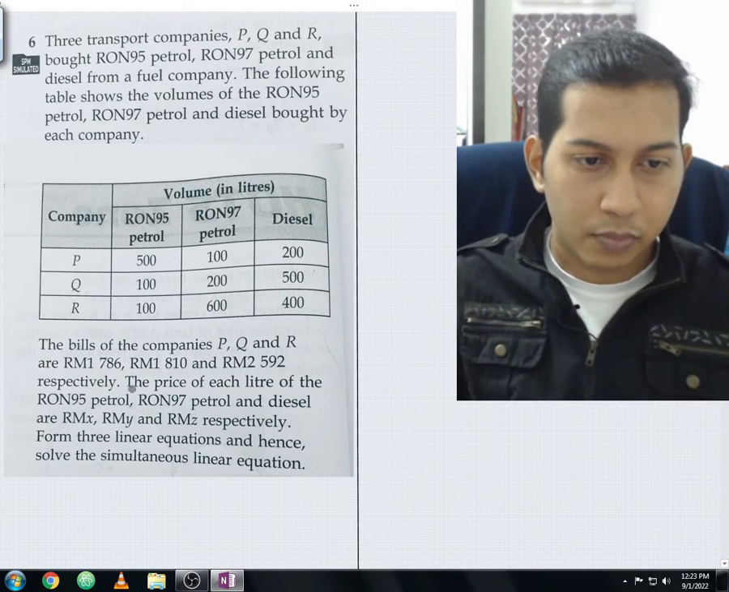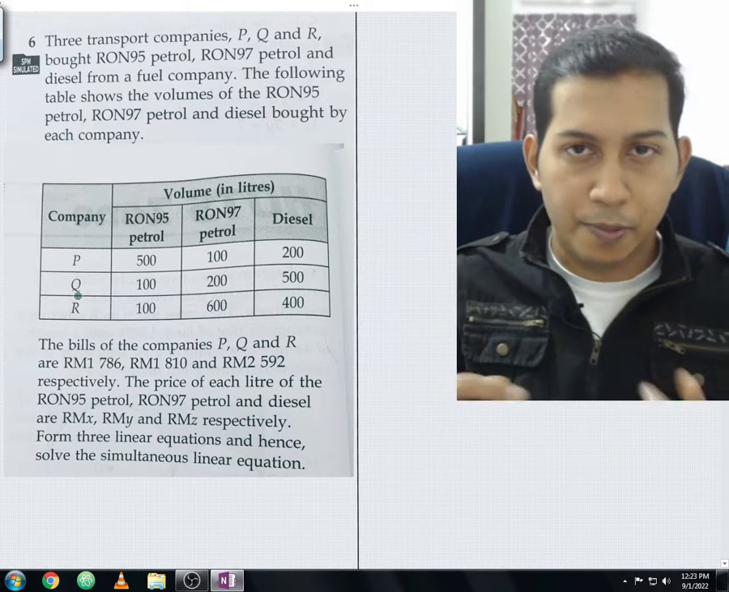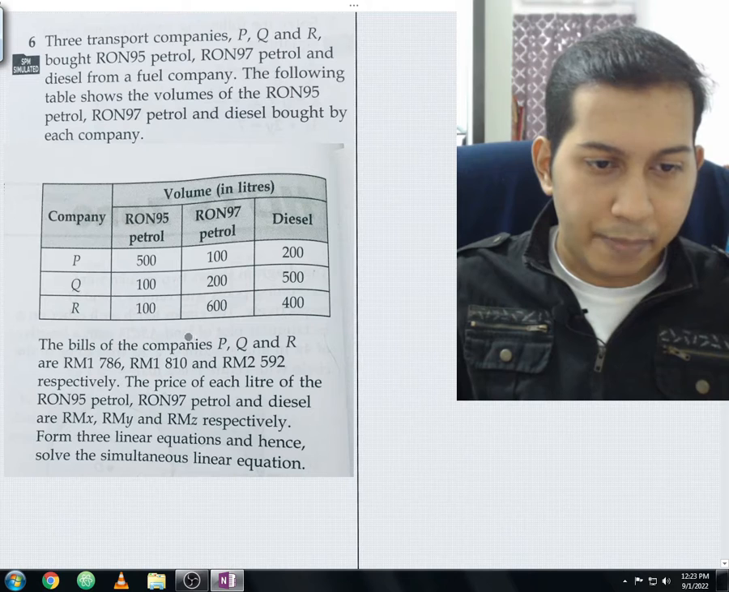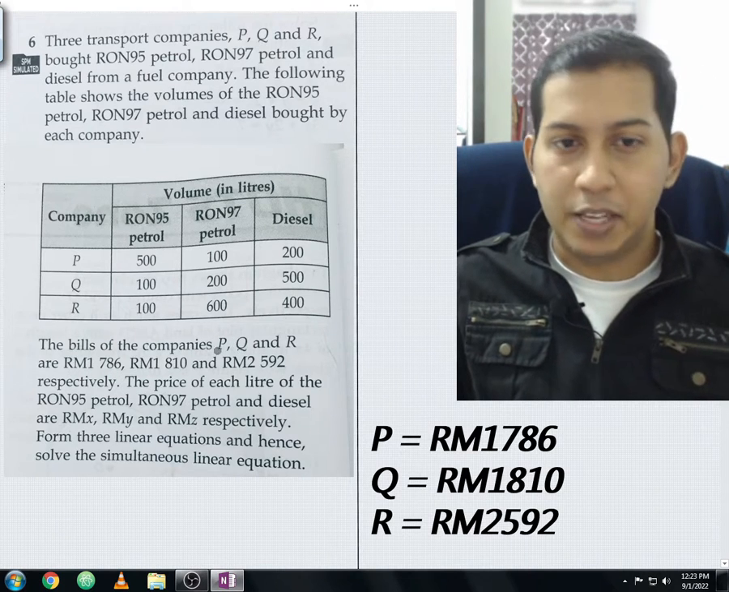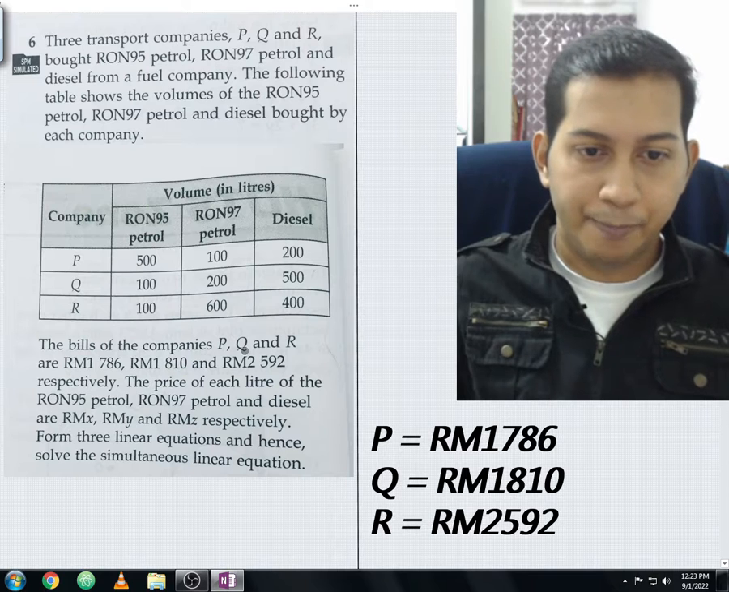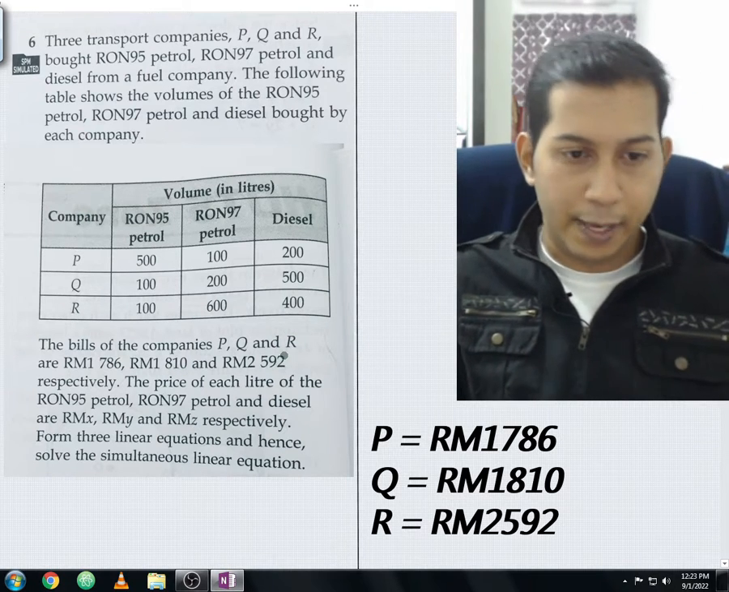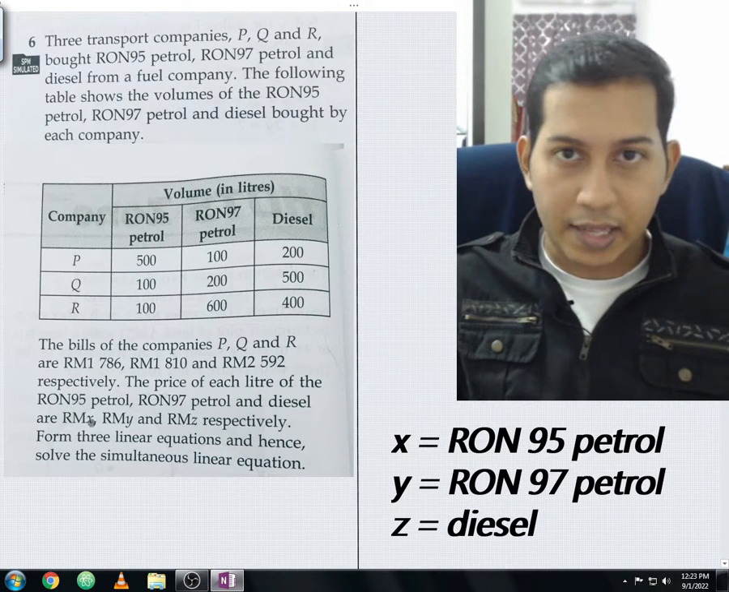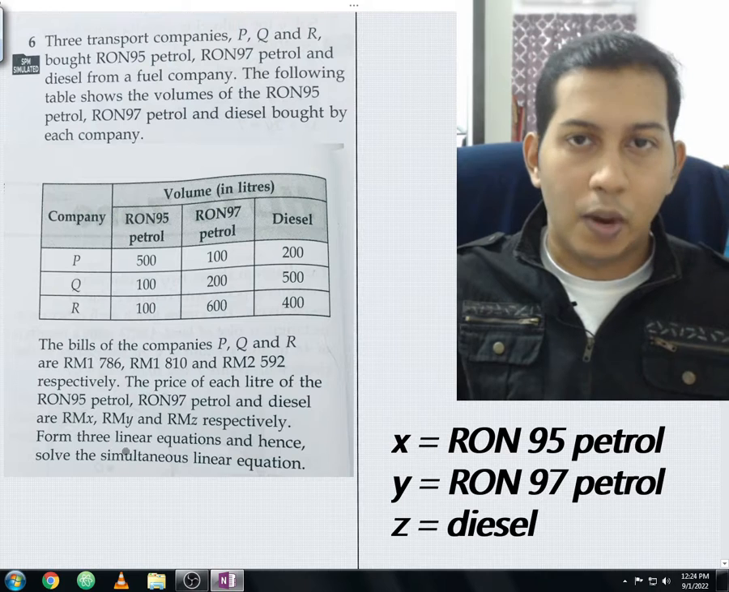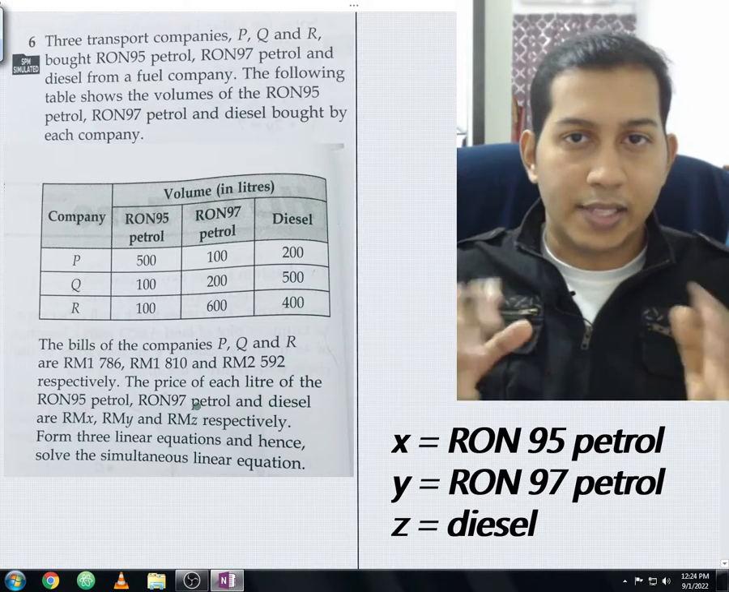Okay, so before moving on into solving the question, I just want to make you clear about this. The bills of the company P is 1,786, for the company Q is 1,810 ringgit, whereas for the company R is 2,592. In terms of the variable, RON 95 representing the X, RON 97 representing the Y, diesel representing the Z variable. I hope you guys are clear about this.